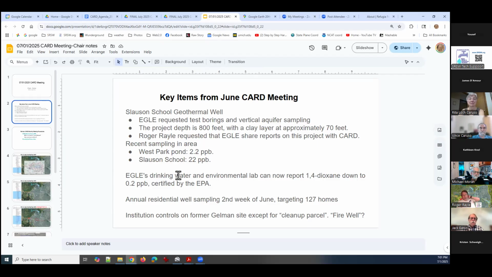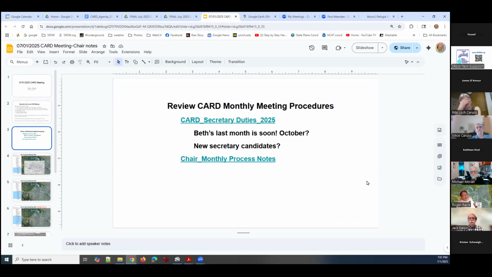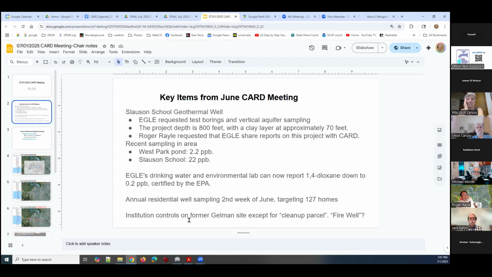And of course, EGLE's tweaking of their lab so it can detect down to 0.2 parts per billion is significant. So I'm really interested in seeing the results of the latest runs of samples, to see if they picked up all of the homeowners that the township found at their 522 sampling, whether there might even be some new homes detected of those 127.